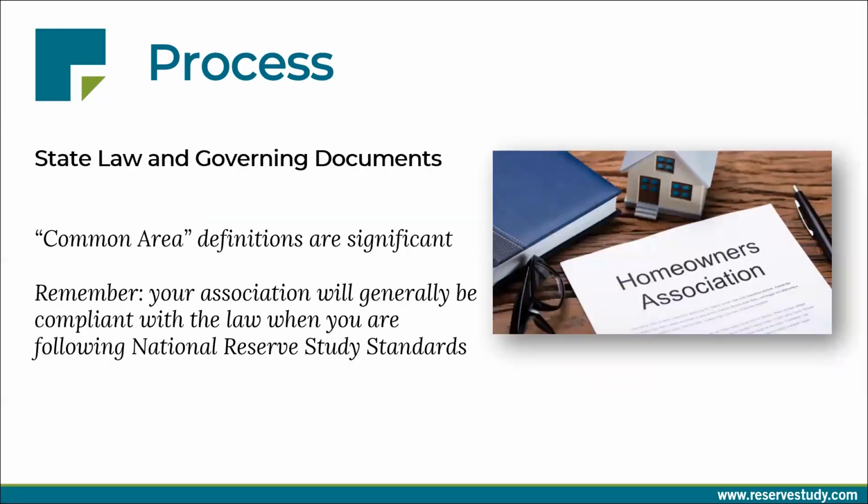All right. Now, another factor is state law and governing documents. What does the law say in your state? And more local, what do your particular governing documents say? Well, the key here is common area. So that's the first thing that we need to figure out. Common area definitions are significant. They define the important line between what the association is responsible to maintain, what the owners are responsible to maintain. I trust many of you, hopefully most of you, have a responsibility matrix saying who's responsible for what.